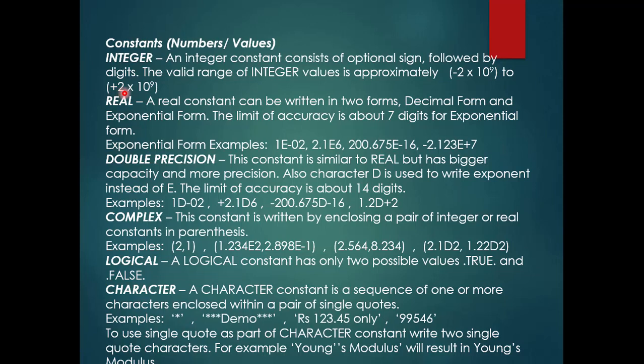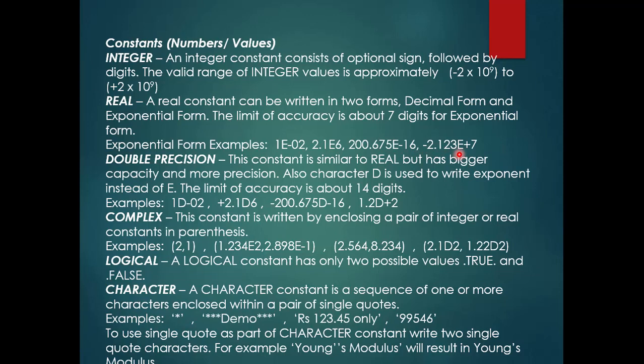While for the real number, a real constant can be written in two forms. There are either decimal form and exponential form. So the limit of accuracy is about 7 digits for exponential form. So exponential form, what does that mean? For example, 1E minus 02, 2.1E6, that is 2.1 into 10 raised to power 6, 1 into 10 raised to power minus 2. Likewise, the other one, 200.675 into 10 to the power minus 16, minus 2.123 into 10 to the power 7.